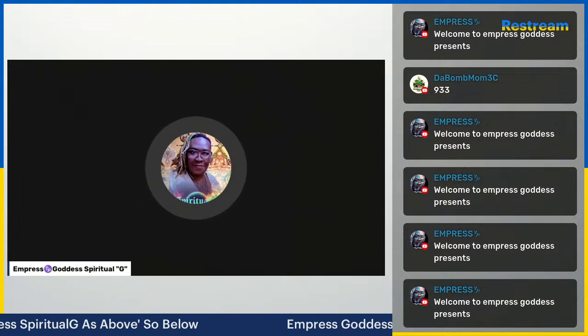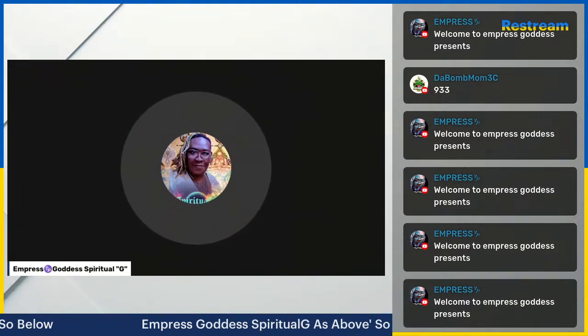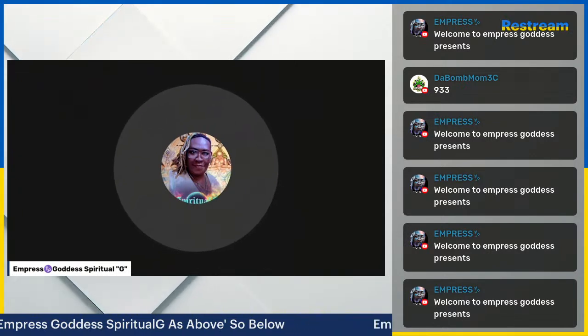Of course, we're going to be pulling from the Sacred Symbols Oracle to see which sacred symbol you're representing currently.